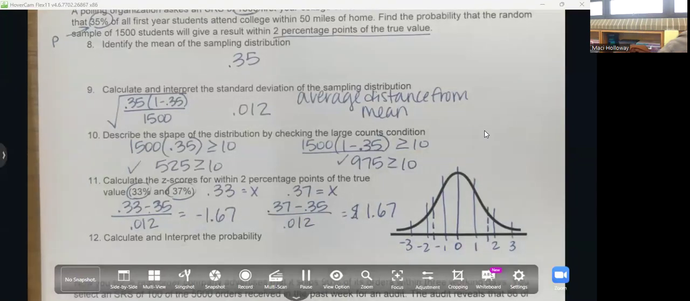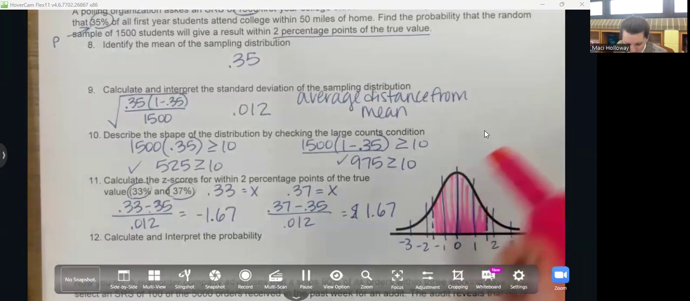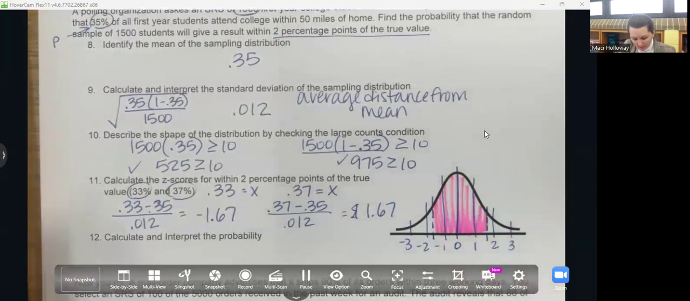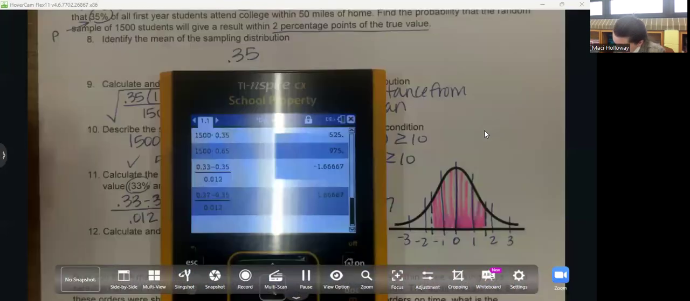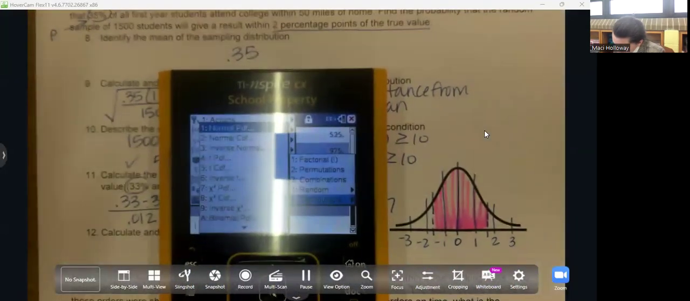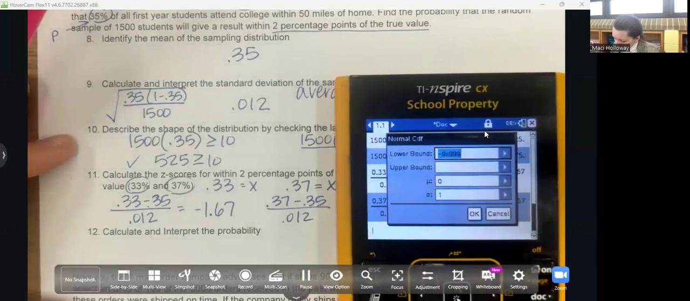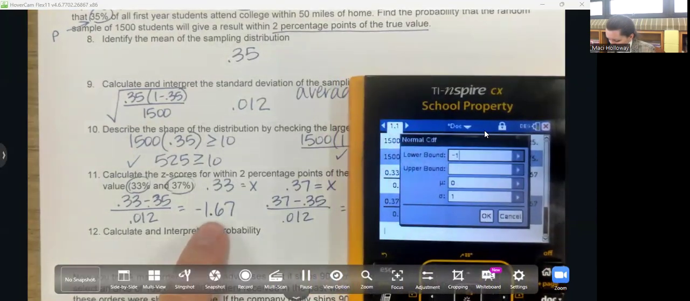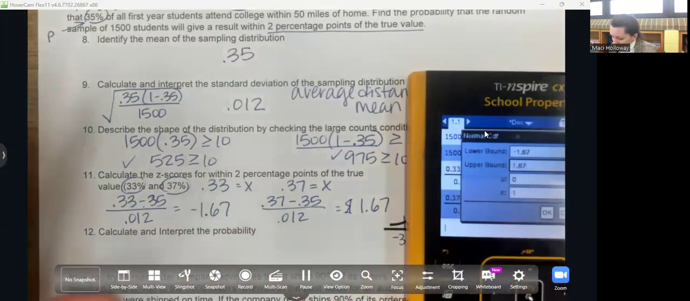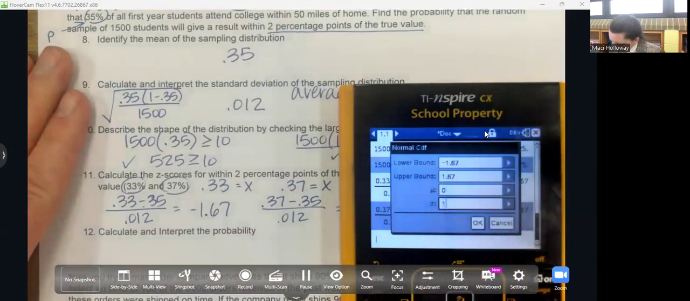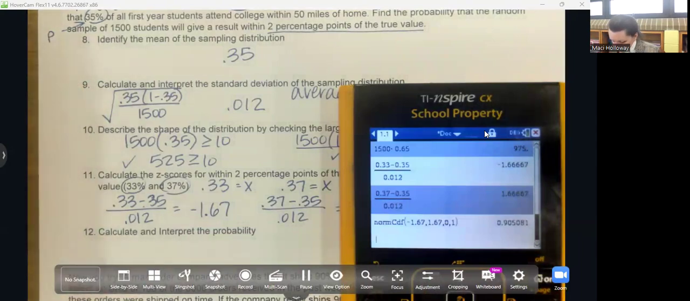Get my highlighter from earlier today. So I want to know this between value, right? So if I'm calculating it in my calculator and interpreting the probability, I'm going to go to my menu, 5, 5, 2, and my lower bound is my smaller z-score, so negative 1.67. And my upper bound is my larger z-score, 1.67. We don't need to put anything else in because we're writing it in z-scores. And here we go, 90.5%.